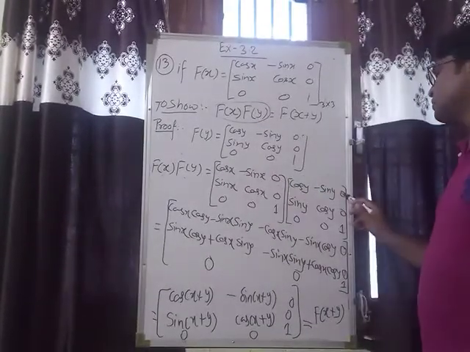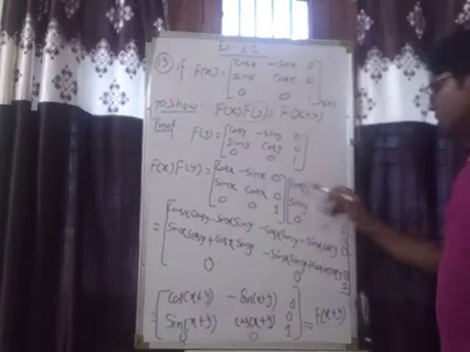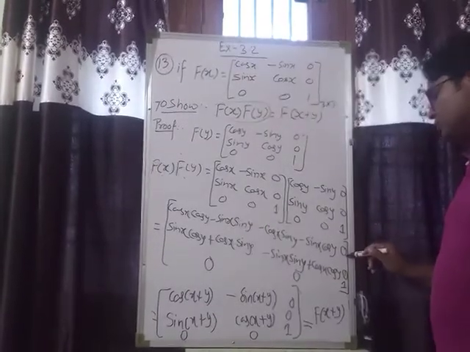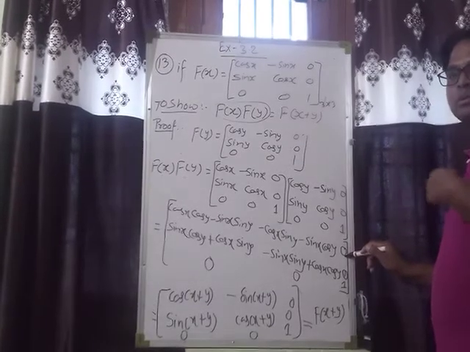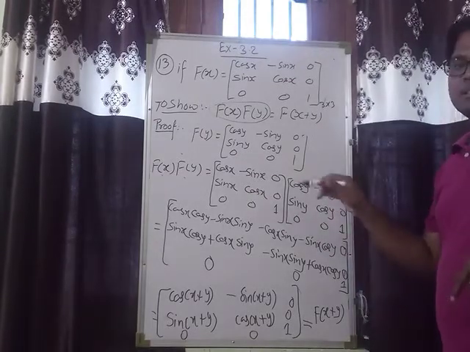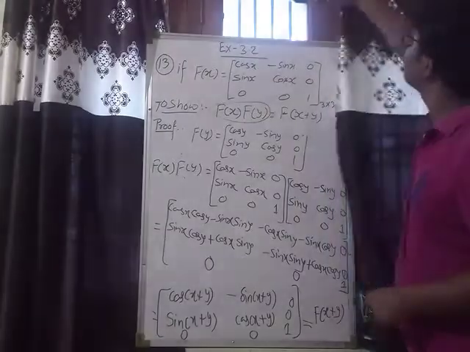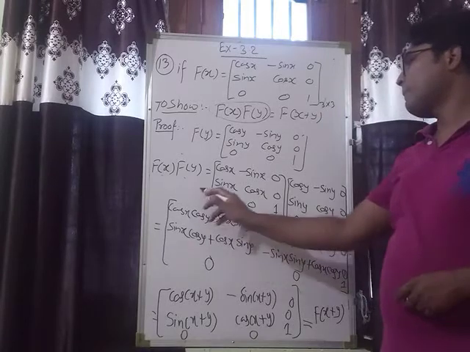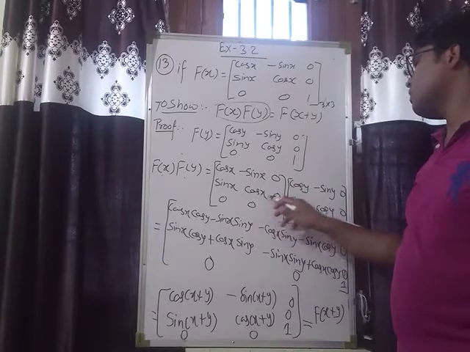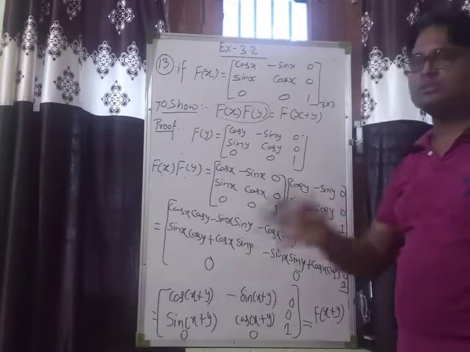Okay, now first row and third column. So see, cos x into 0, that is 0, minus sin x into 0, that is also 0, and 0 into 1, that is also 0. So 0 plus 0 plus 0 will be equal to 0. This one, the third entry, first row, last entry of the f(x) into f(y) matrix. Okay, now consider second row, first column, that will be sin x cos y plus cos x sin y, plus 0 into 0, that is 0.